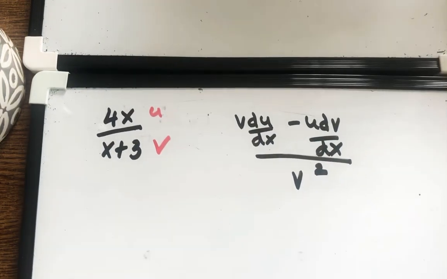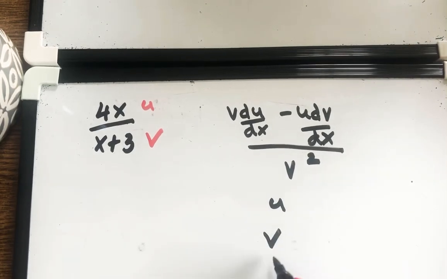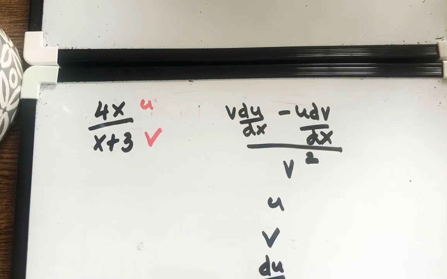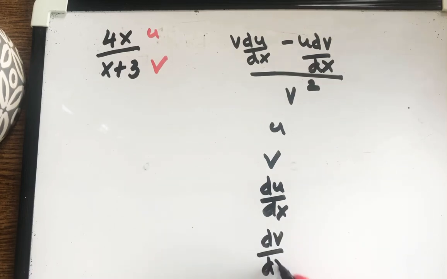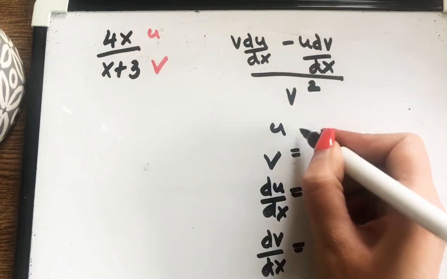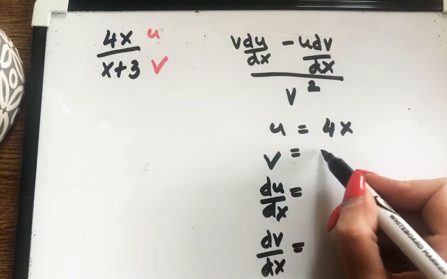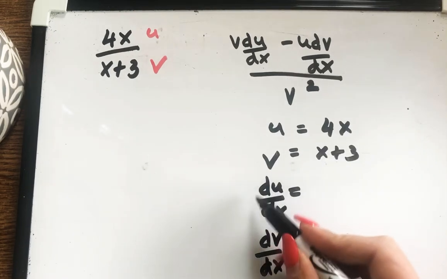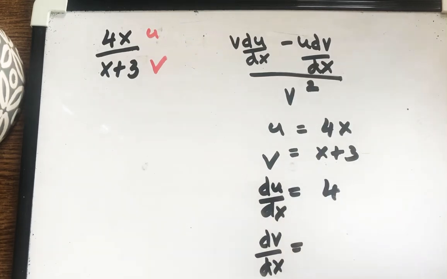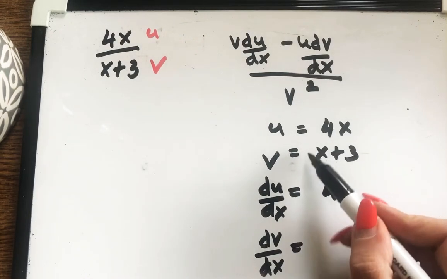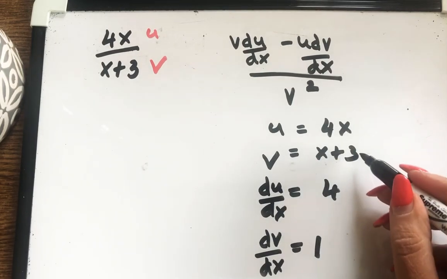Okay, so let's write out our four things. We have u, we have v, we have du dx, and we have dv dx. Our u is our 4x from up here, and our v is x plus 3. Our du dx is when we differentiate our 4x, so we keep the 4 and we lose the x, so we have 4. And then we'll differentiate v to give us dv dx. If we differentiate x, it goes to 1, and differentiate any constant, it goes to 0.